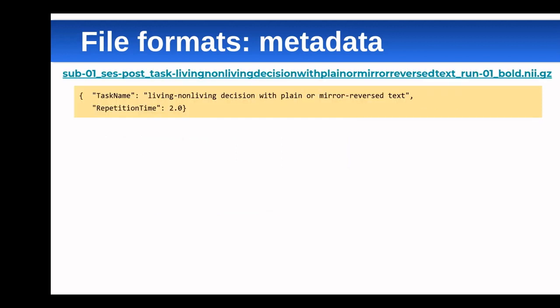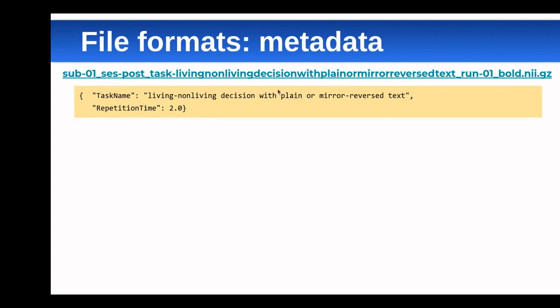So this is one of the bad examples. This one actually comes from a whole bunch of data sets that we have in the BIDS example repository on GitHub. Sometimes I wonder whether we call it BIDS example as in good example or bad example. I still haven't figured out why. I would say that this one is a bad example, because someone wanted to put a lot of information in the file name about what the task was about, so they called it task living non-living decision with plain or mirror reverse text, right? And this information is partly duplicated in the JSON file that goes with it.